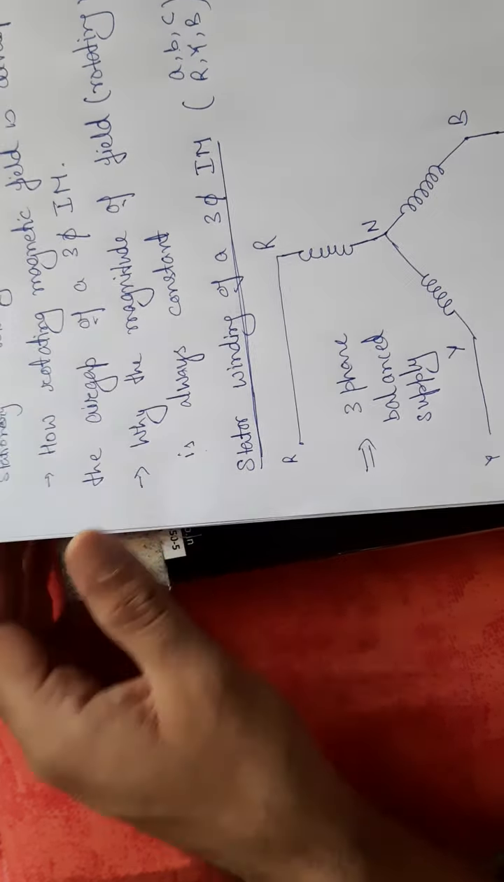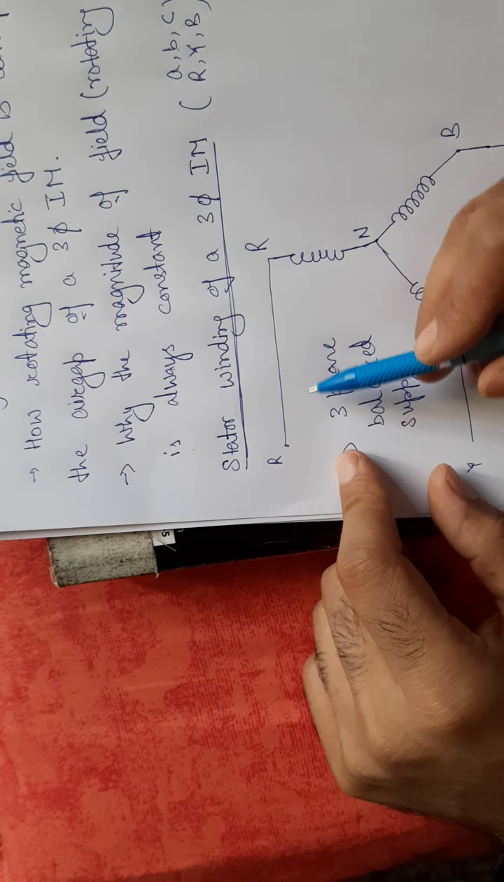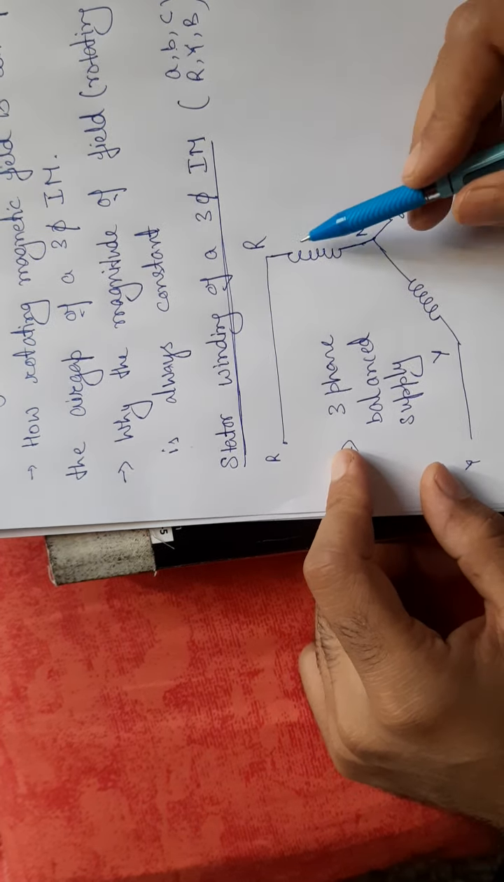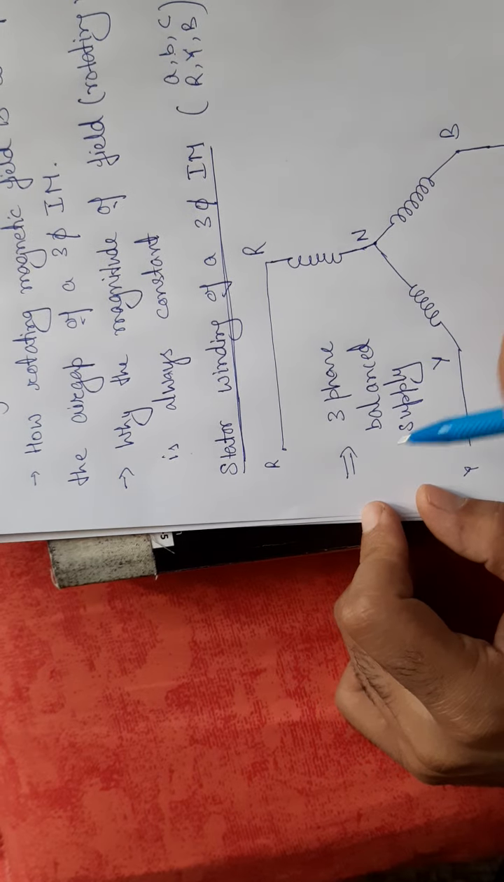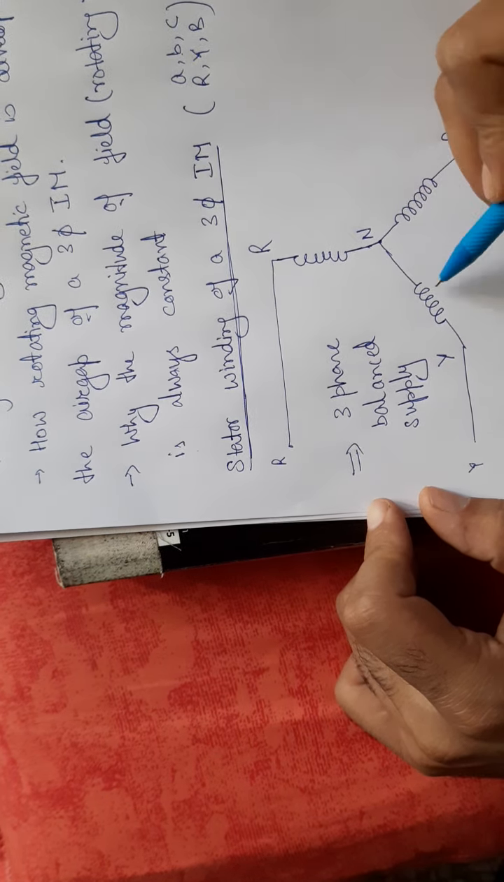Okay, so here is a schematic diagram of the stator of a three-phase induction machine. A three-phase balanced winding in the stator of the induction machine is shown here. What is a three-phase balanced stator winding? A three-phase balanced winding is a winding which has equal number of turns in all the phases, and all three phases are supplied by a balanced three-phase supply.